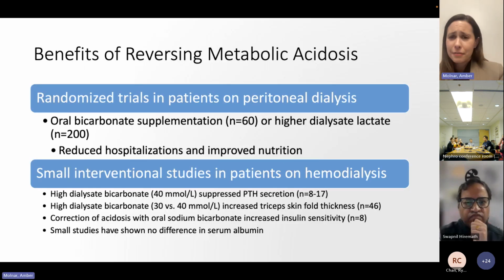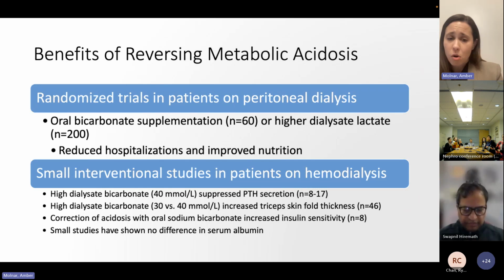So what about the benefits of actually reversing or treating metabolic acidosis? This is where we really do not have a lot of data. We do have some fairly small randomized trials in patients receiving peritoneal dialysis, which have demonstrated a benefit of giving oral bicarbonate supplementation with the goal of normalizing the serum bicarbonate. And this has been shown to reduce hospitalizations and improve nutrition.